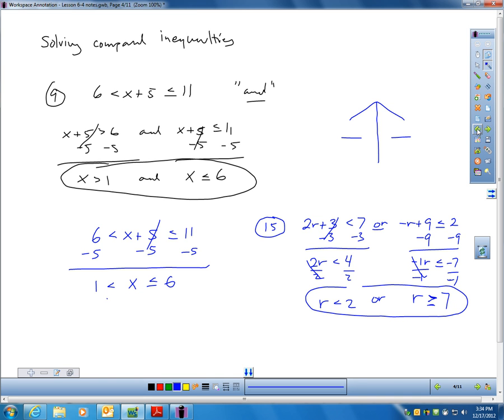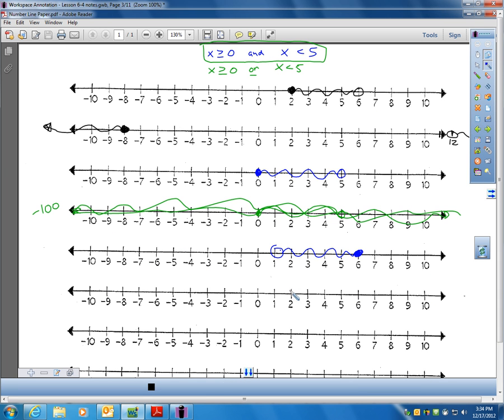So I'm going to do that right here. So I said I had less than 2, greater than or equal to 7. So here's 2, open circle. Here's 7, shaded in. I want all values less than 2, but I also want all values greater than or equal to 7. Okay?